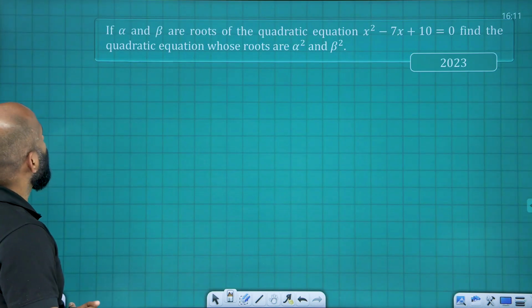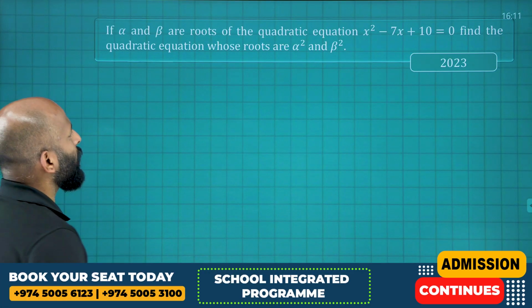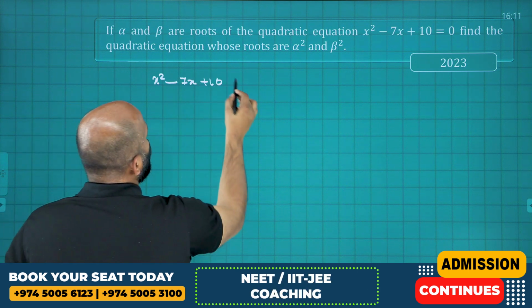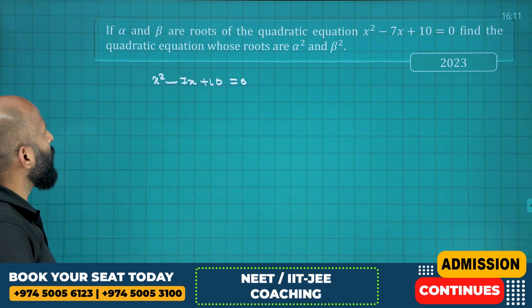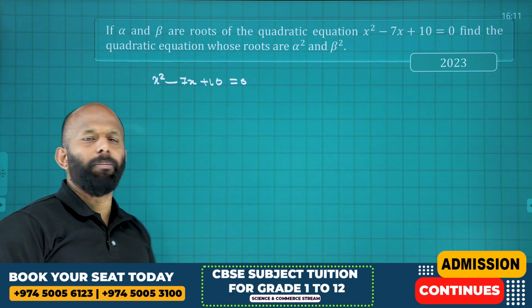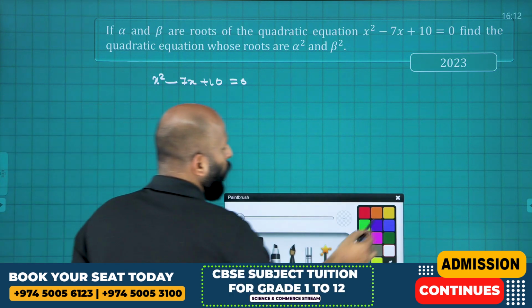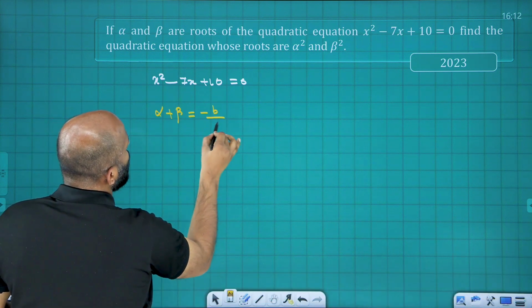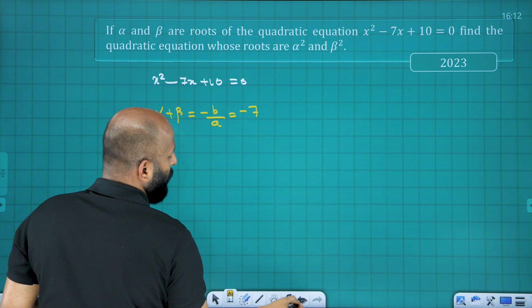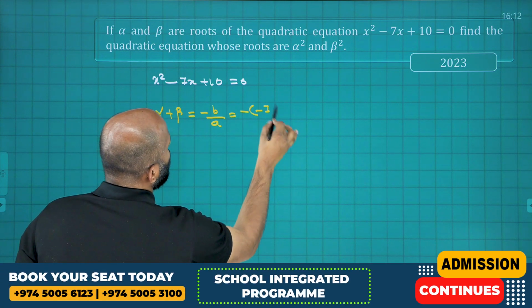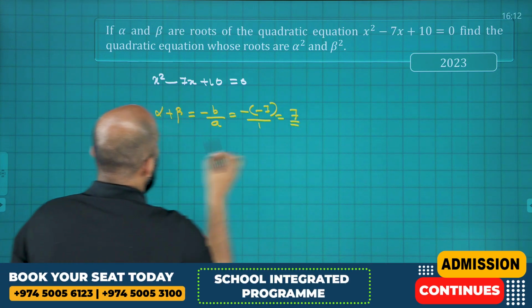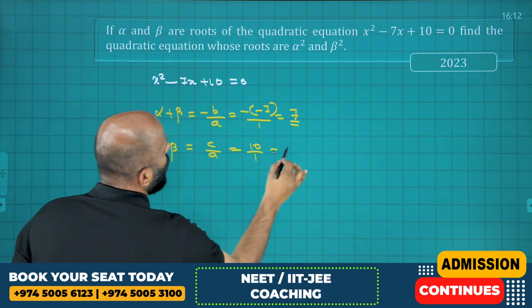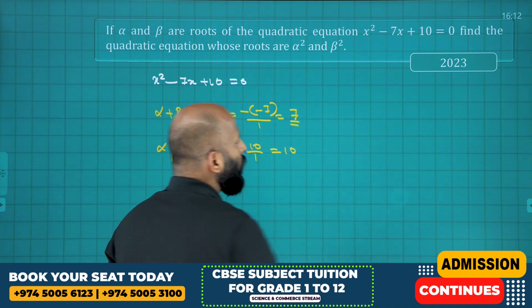Our next question is, if alpha and beta are the roots of the quadratic equation x square minus 7x plus 10 is equal to 0, find a quadratic equation whose roots are alpha square and beta square. So we can use the same polynomial concept. First we find alpha plus beta, that is minus b by a, minus of minus 7 divided by 1, that is equal to 7. Now alpha beta is equal to c by a, which is 10 divided by 1, that is equal to 10.